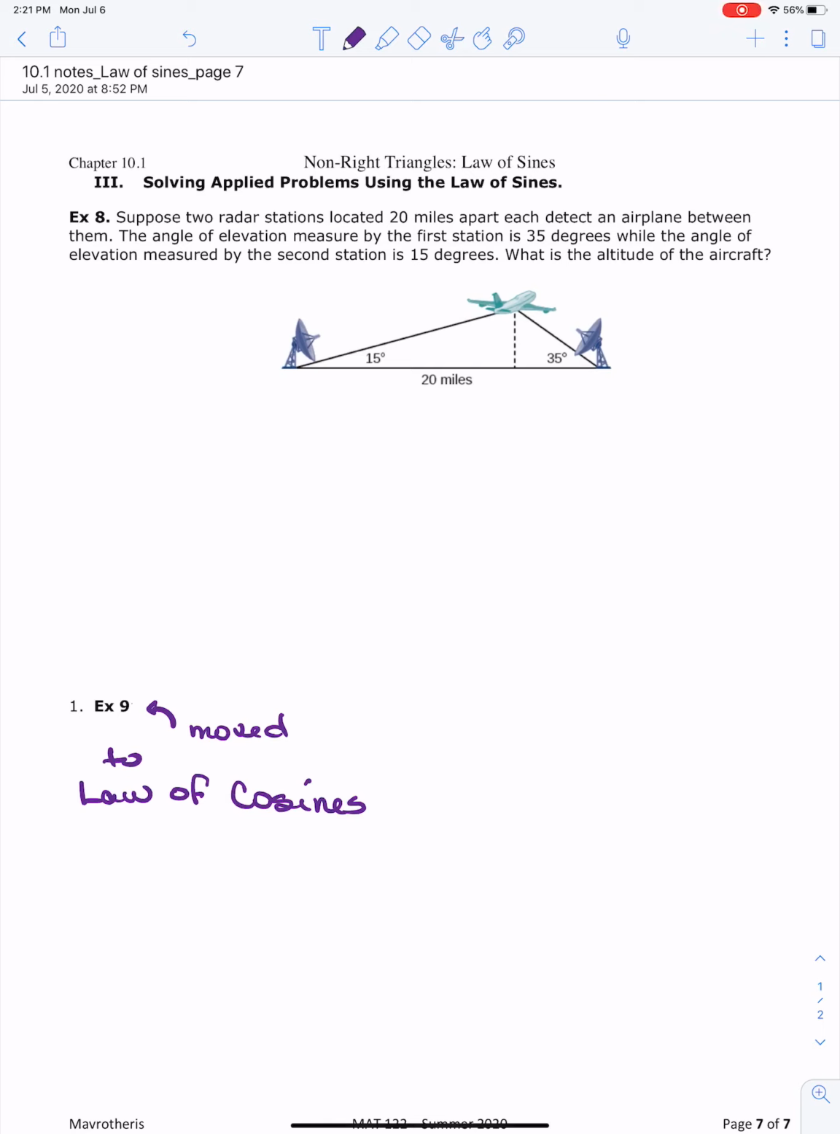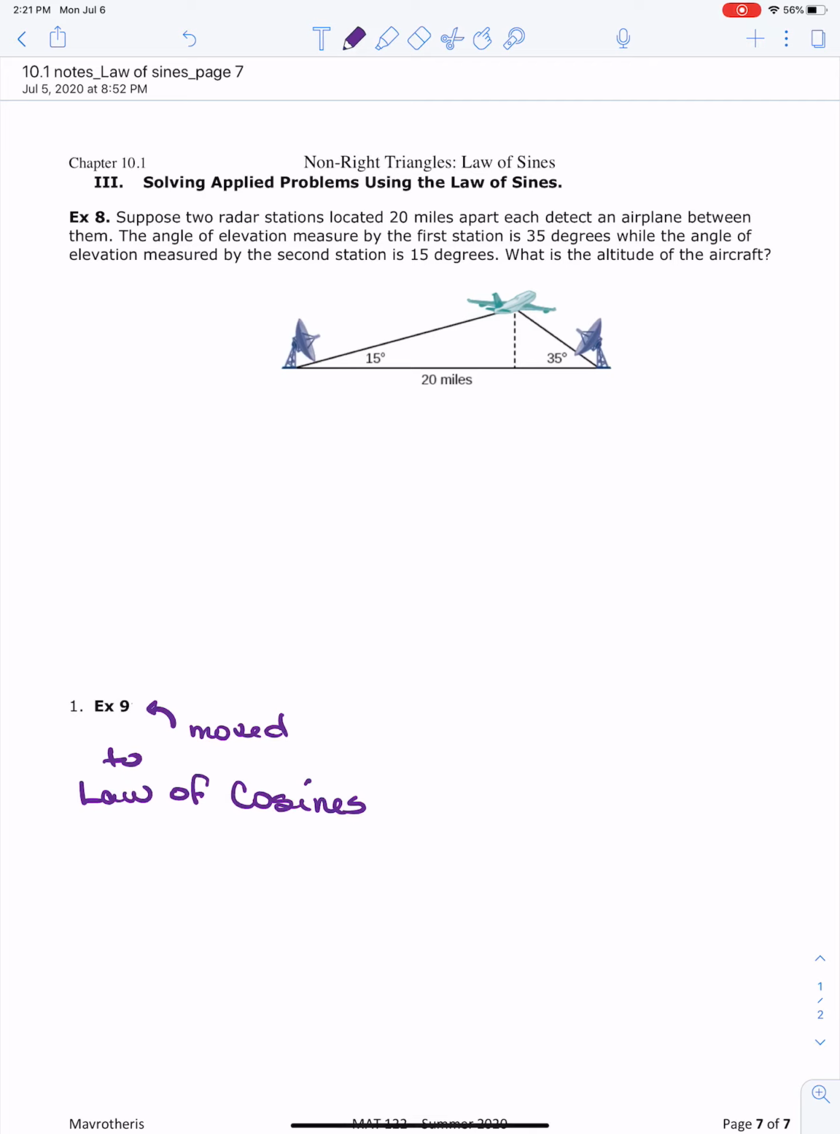These are the 10.1 notes, Law of Sines, page 7. You will notice that my page 7 looks a little different than yours. As I was working through the answer key, I realized I meant to move example 9 to the next section because that is more easily solved using law of cosines.